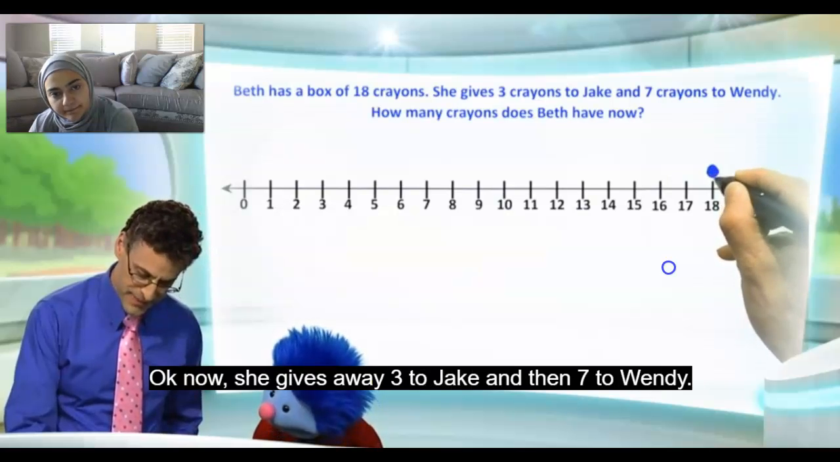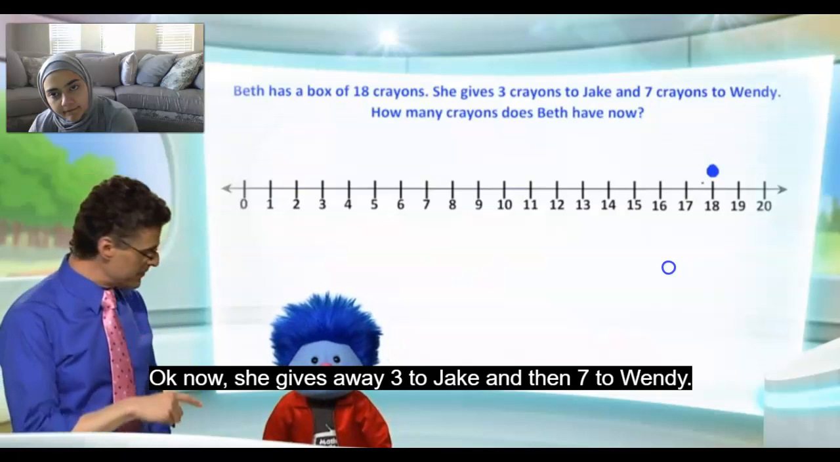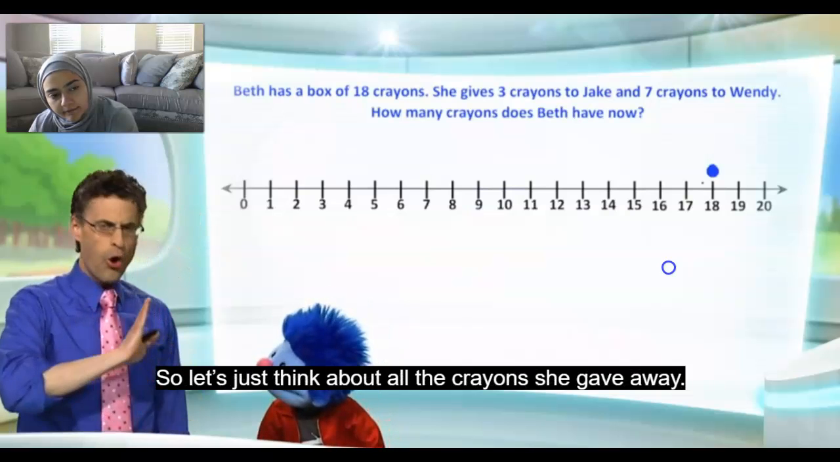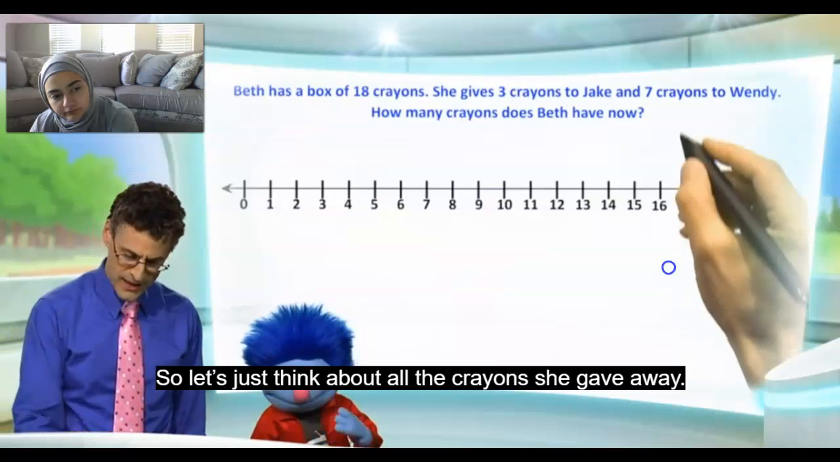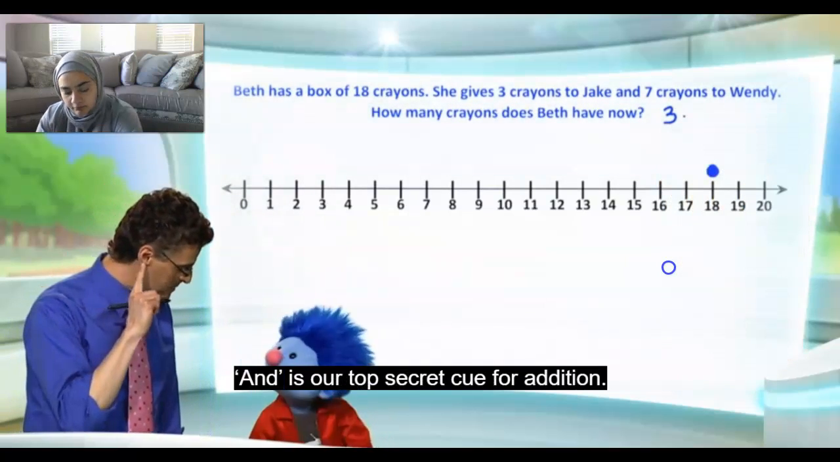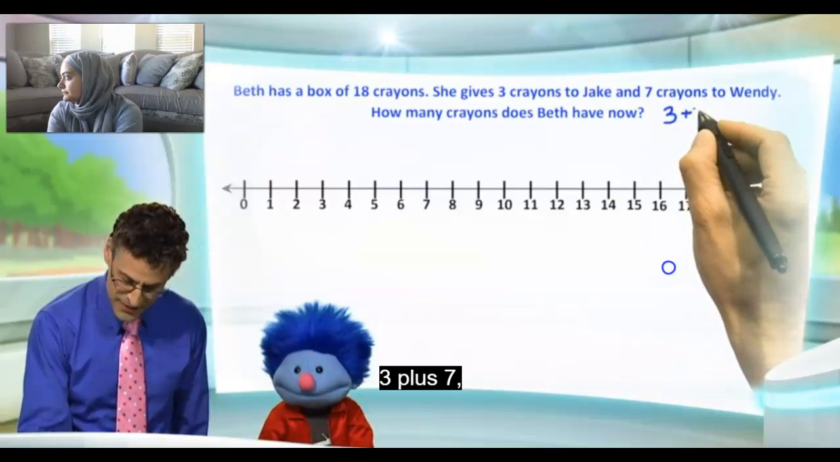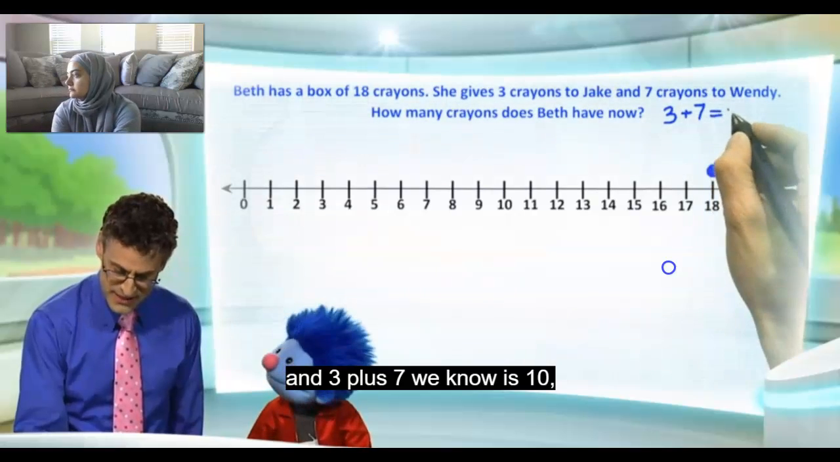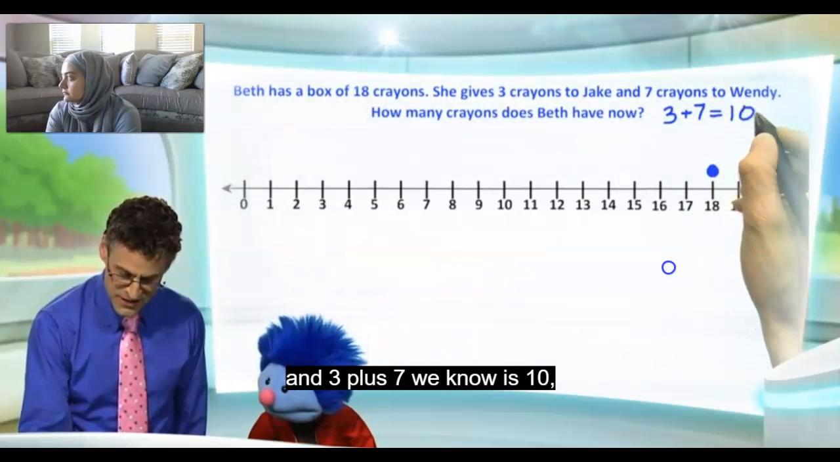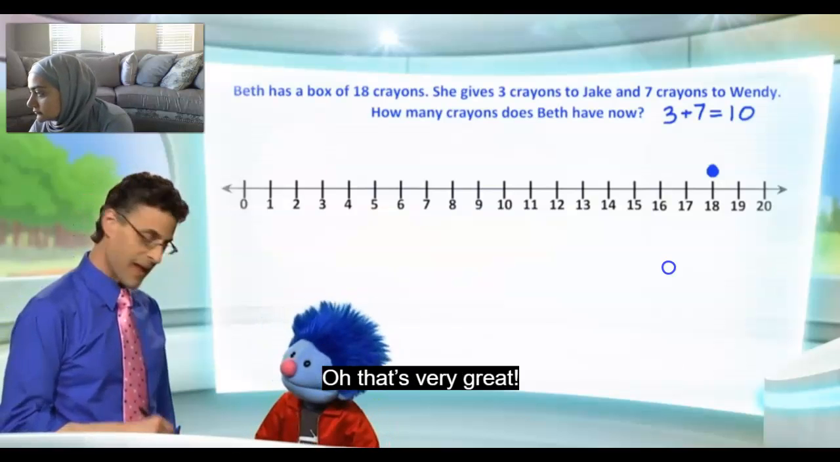Got it. Okay, now, she gives away 3 to Jake and then 7 to Wendy. So let's just think about all the crayons she gave away. That's going to be 3 and 7. And is our top secret cue for addition. So that's 3 plus 7. And 3 plus 7 we know is 10. So in fact, she's going to give away 10 of her crayons. Well, that's very great.